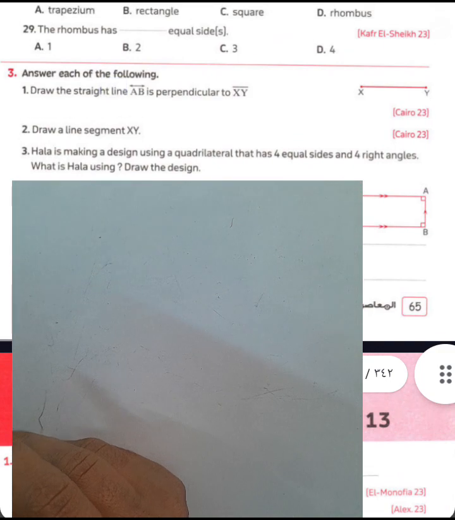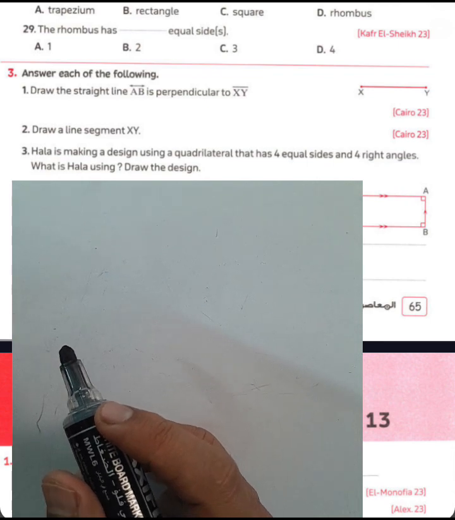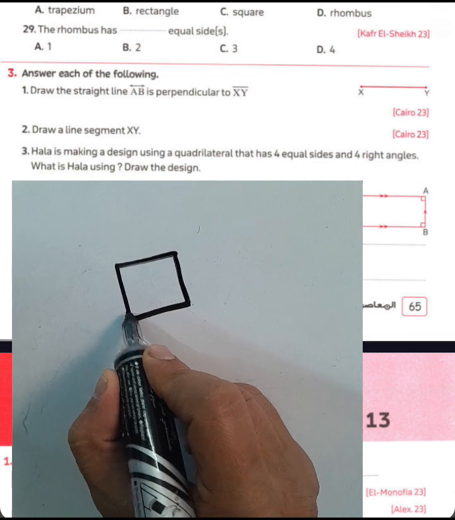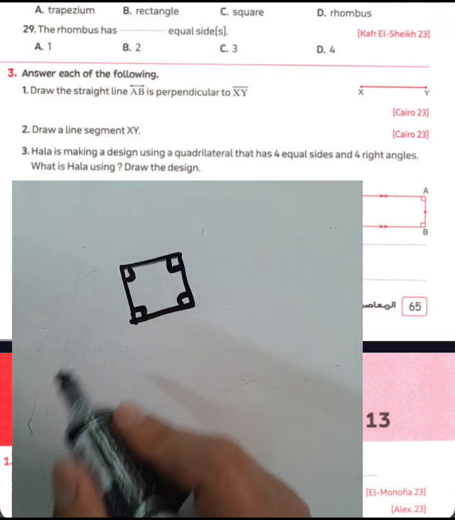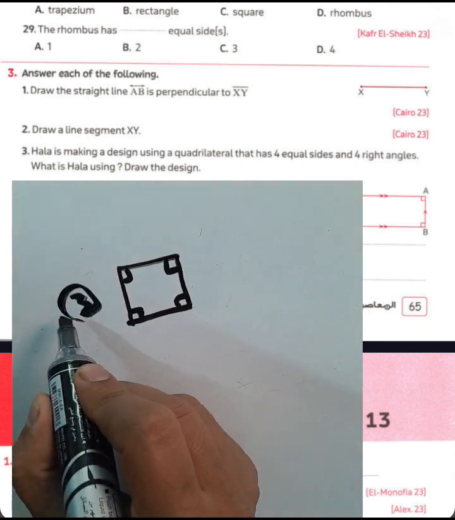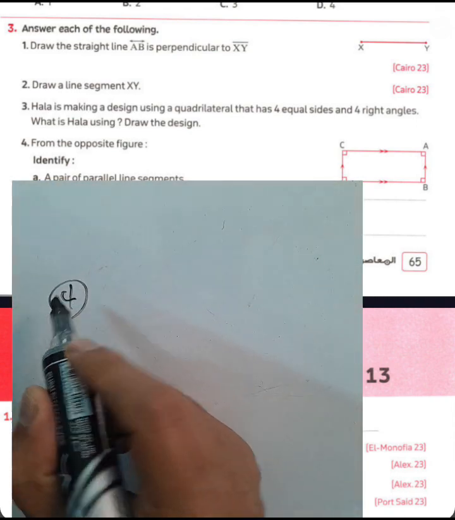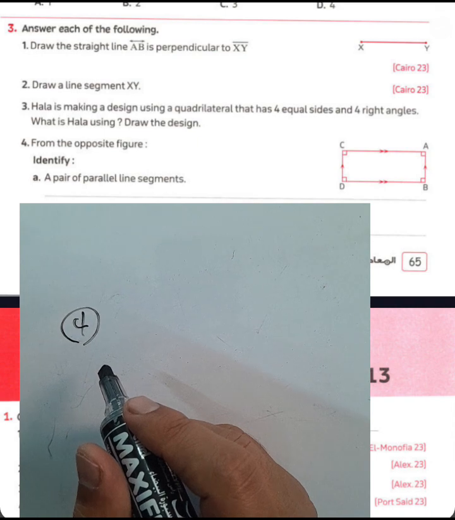Question number 3. Hala is making a design using a quadrilateral which has 4 equal sides and 4 right angles. What is she using? It will be a square. She will use the ruler and triangle to draw a square. Question number 4. From the opposite figure, a pair of parallel line segments is what?